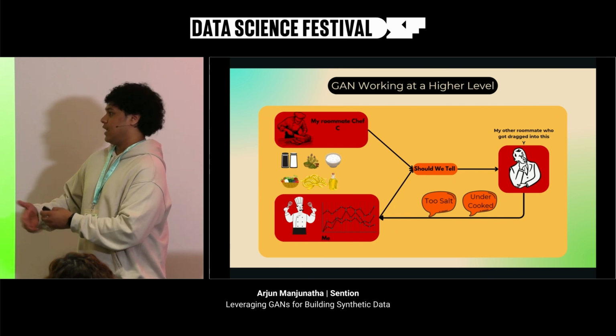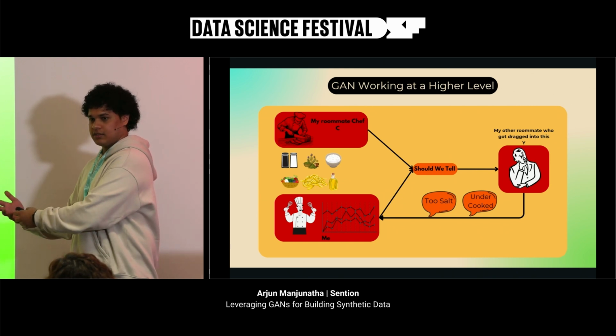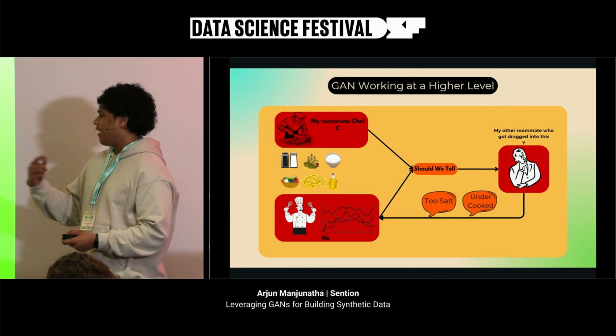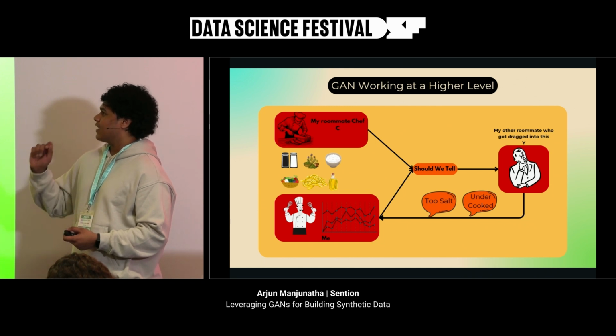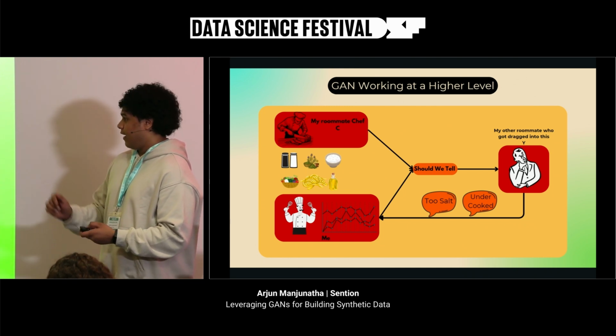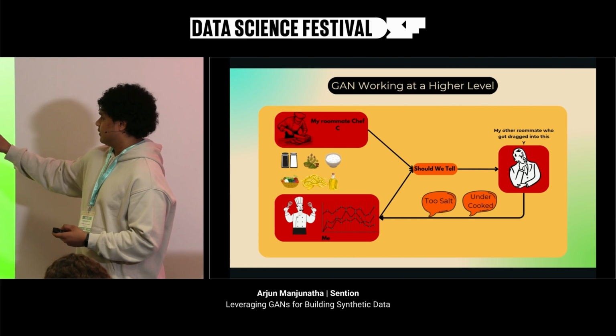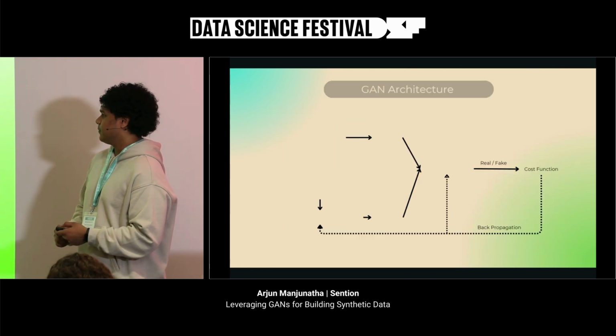So with every iteration, I try to learn the distributions. After several iterations and a very expensive grocery bill, I am able to cook as good as my roommate chef. And over here, I am the generator, and he's the discriminator. We'll see that in the next slide.